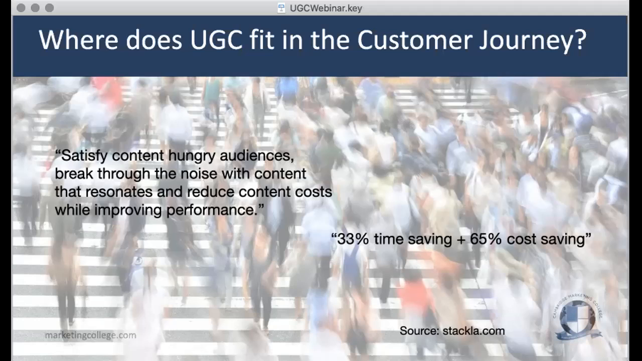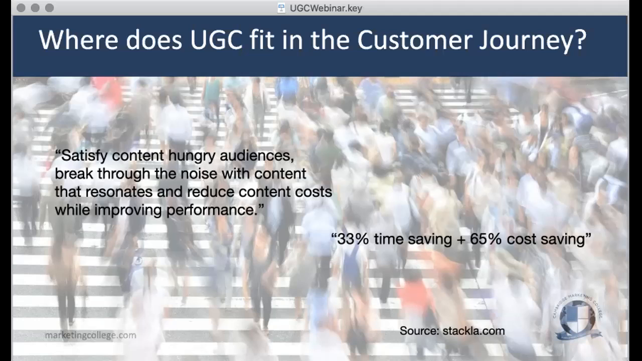Stackla, one of the providers of social platforms, particularly in this UGC space, and I'll give you some examples of some of the platforms that I would suggest are worth checking out first in a short while, say that you can save up to a third of your time in content production by embracing user-generated content. And if you're looking to advertise, you can save up to two thirds of the cost of the resources. So that's your budget, your people, and your time in producing paid advertising, for example, by using user-generated content. So not only is it more engaging, not only does it cut through the noise, but there's actually a practical cost and time saving that goes along with this.